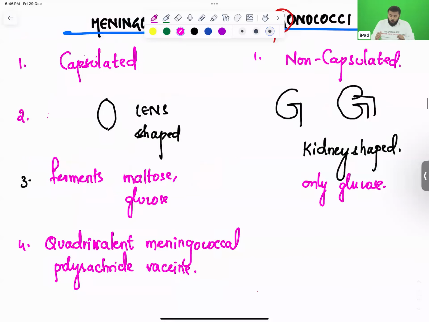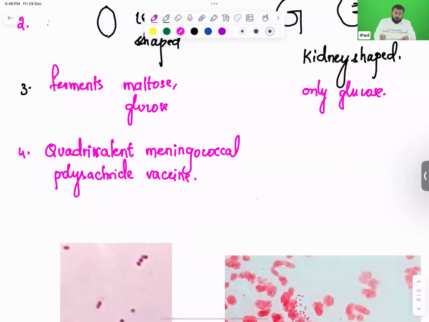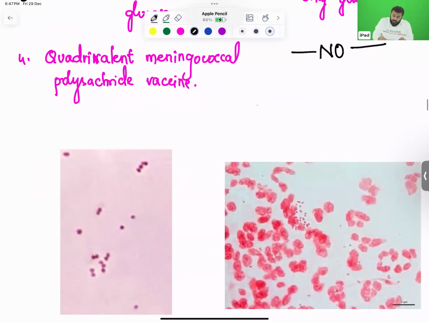Now, when it comes to gonococci, do you have vaccines against gonococci? Batao, guys. Jaldi batao. Very good, Anand. You don't have any vaccine against gonococci. Why don't you have any vaccines against gonococci? Because of antigenic variation. Ye antigenic variation hota kya hai?